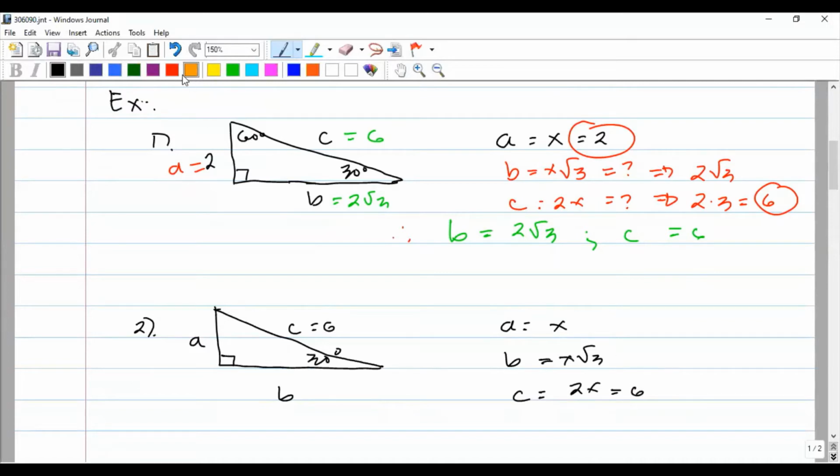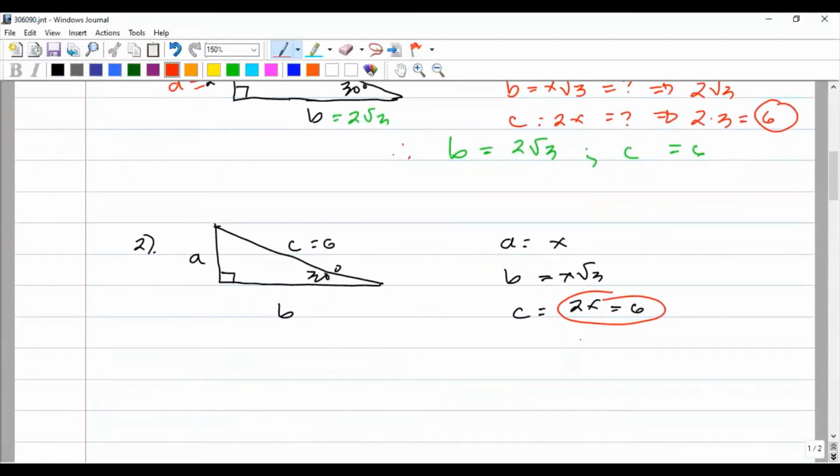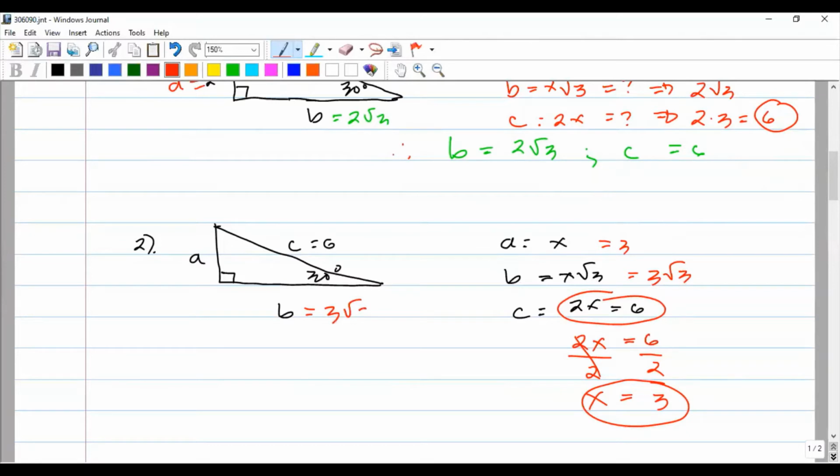So from our side C, we can already derive our value for x. So we have 2x is equal to 6. Divide both sides by 2 so that we can retain our variable x. 6 divided by 2 is equal to 3. Therefore, the value of x now is 3, and the length of B is 3 square root of 3. So we have here 3 square root of 3, and we have 3 here.